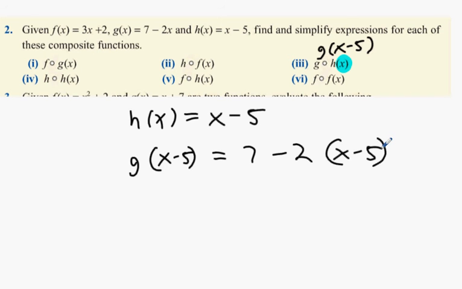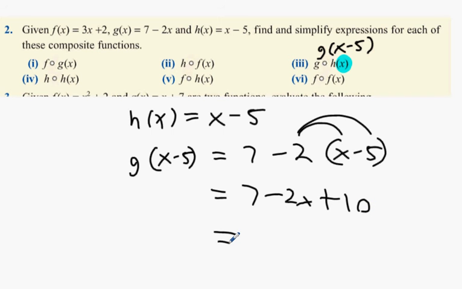So then what happens here, guys? 7 minus 2 times x minus 2 plus 5 minus 5. And then 7 minus 2x, or the other way around. And that's g after h of x.